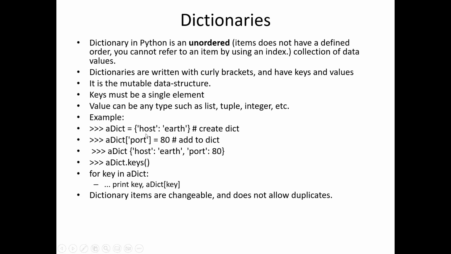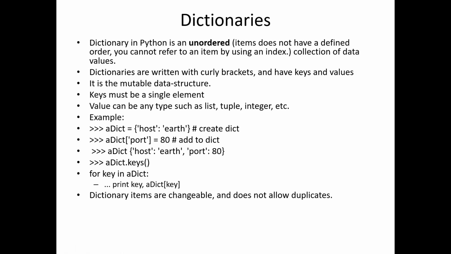Right? And once a dictionary is created, you can add elements into it. How can you add elements into the dictionary? Similar to the list. For example, dictionary of port is equal to 80. Then the key here is port and the value is 80. And if you want to display all the keys, then we use the function called keys.